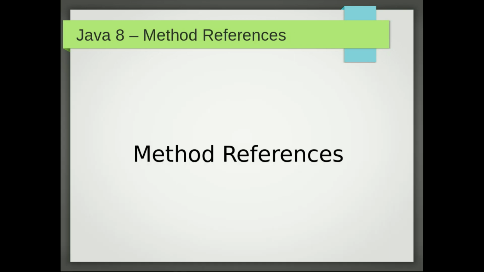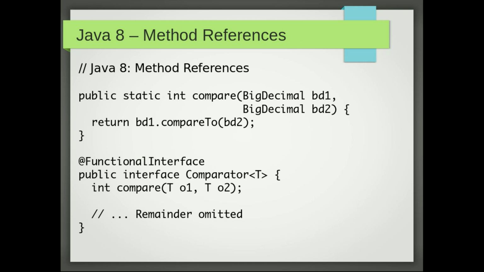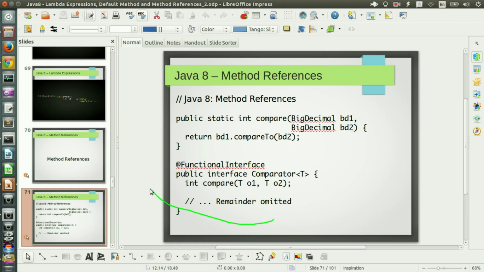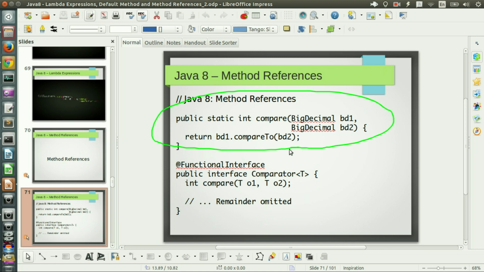It is method references. So if you have a method which has the same method signature as a functional interface, then you can replace the lambda expression with the existing method. So if you have a look at this one, it is the Comparator functional interface, and you've already got the static method which does exactly the same thing for BigDecimal.